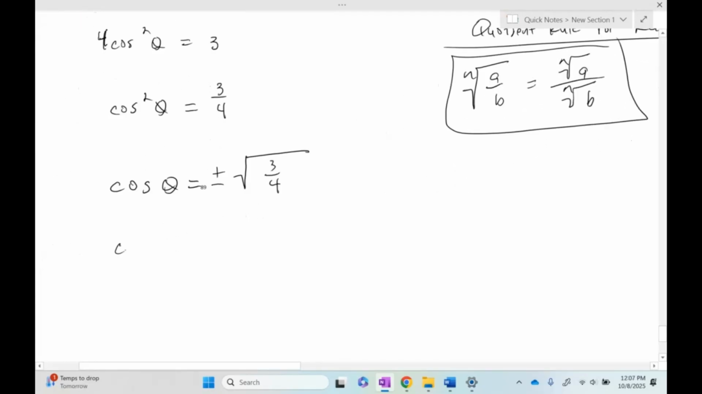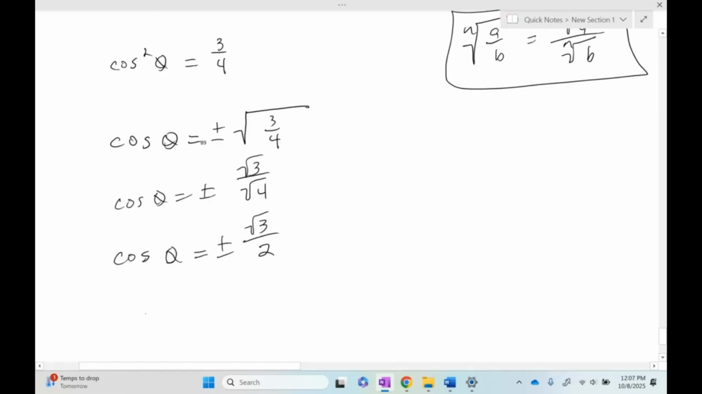So I'm going to rewrite this as the cosine of theta is equal to plus or minus the square root of 3 over the square root of 4. And the square root of 4 is perfectly what? 2. So the cosine of theta is equal to plus or minus square root of 3 over 2. So cosine of theta can equal positive square root of 3 over 2 and negative square root of 3 over 2.